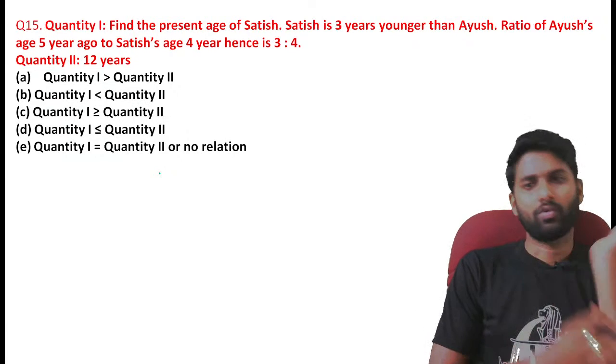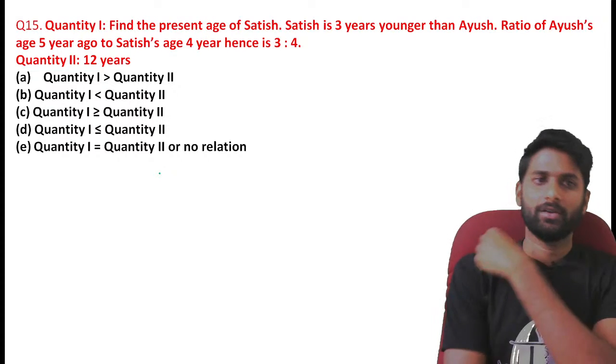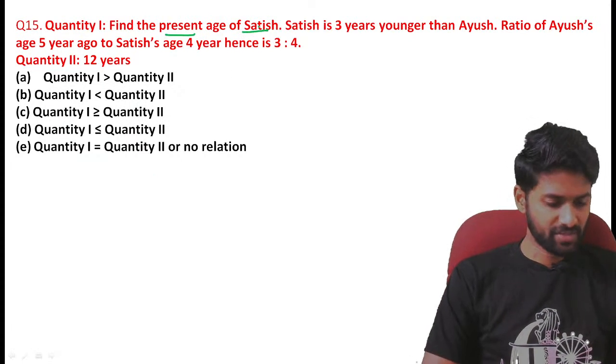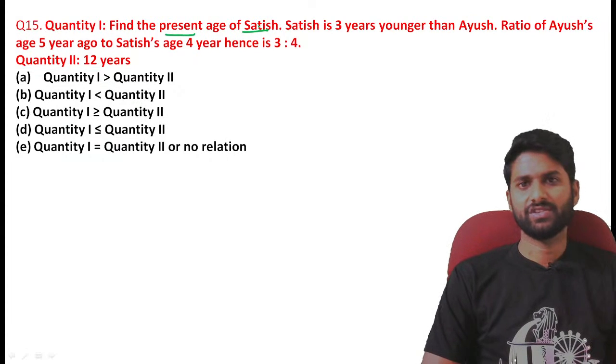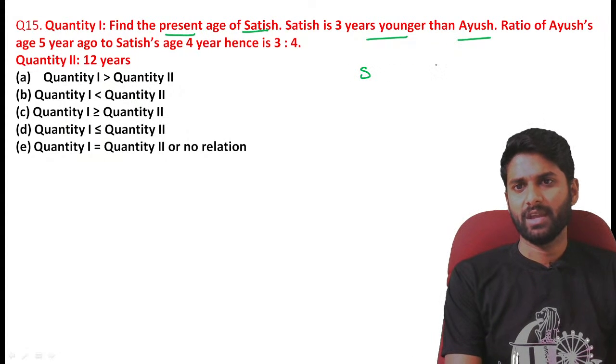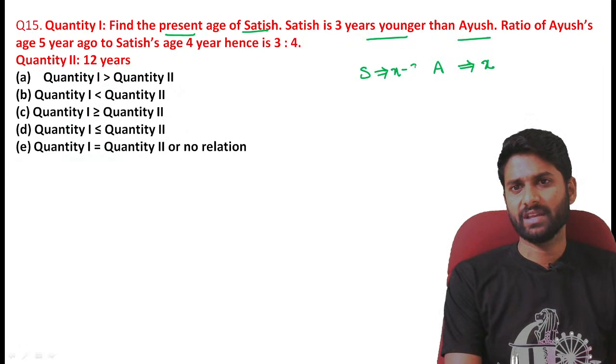Next, we have a quantity comparison question related to ages. Now here the question, quantity one: just find the present age of Satish. Satish is 3 years younger than Ayush. There is a person Satish and Ayush. Now I just take Ayush's age as X. Now Satish's age is definitely younger, which means X minus 3.